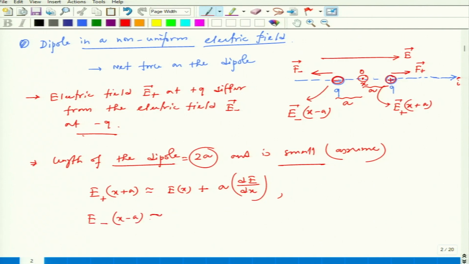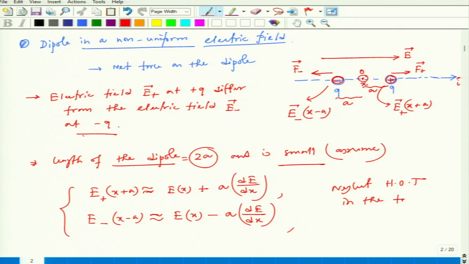And E at x minus a is approximately E at point x minus a times d/dx. So we consider only the first term in the Taylor expansion, and neglect the higher order terms since a is small. We neglect higher order terms in the Taylor expansion since we assume that the length of the dipole is small.